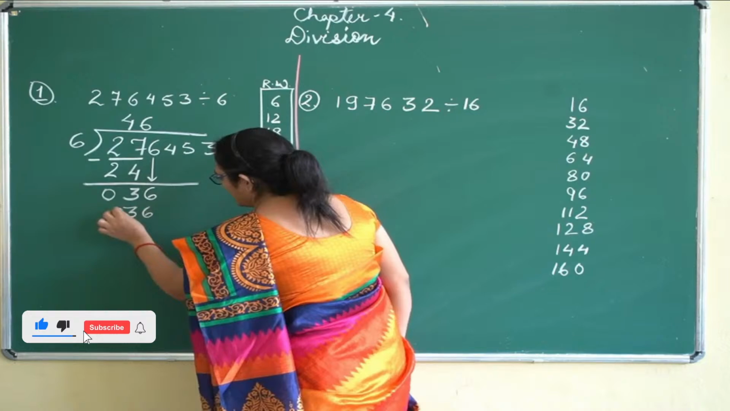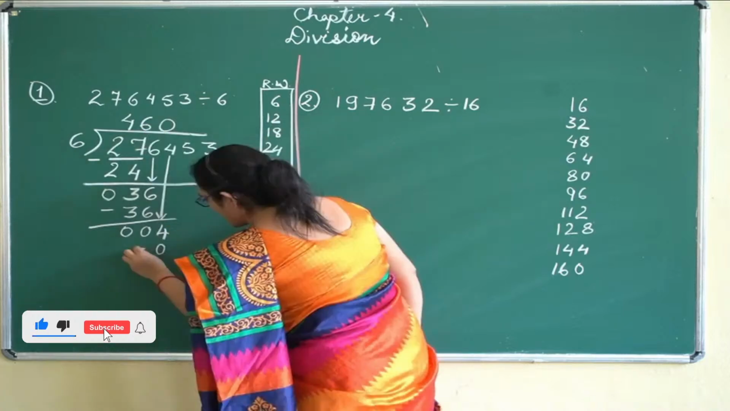In the table of 6, 4 doesn't come. So, smaller than 4, there is no number. So what will we write? 0. 4 minus 0 is 4. Then we will bring the next number down, that is 5.